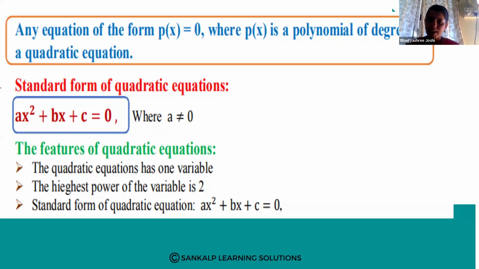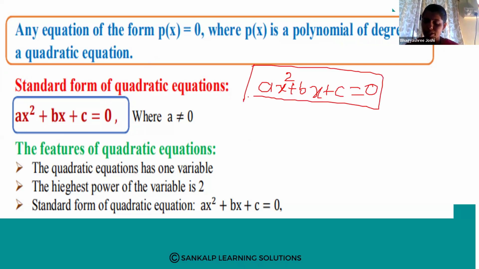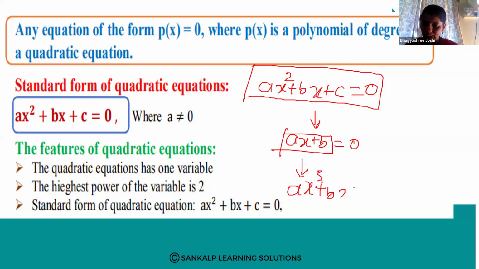So standard form of quadratic equation is ax square plus bx plus c equal to 0. This is the standard form of the quadratic equation. For linear equation, standard form is ax plus b equal to 0. Okay. For cubic equation, ax cube plus bx square plus cx plus d equal to 0. This is the standard form, or you can say general form of cubic equation, right?